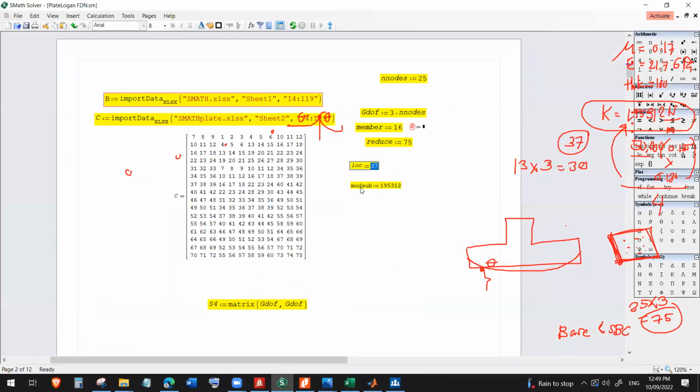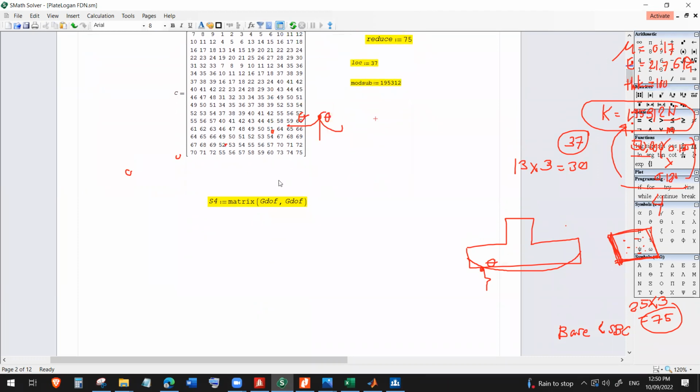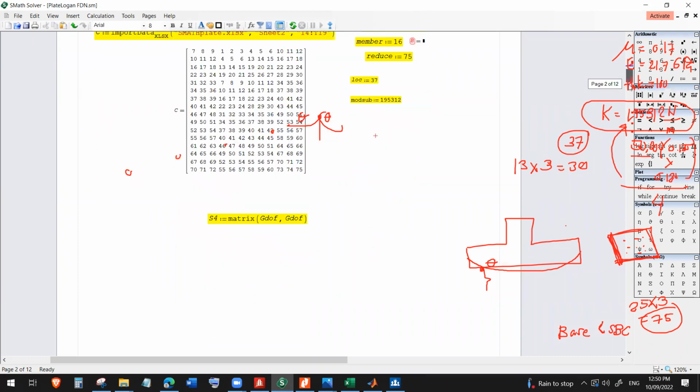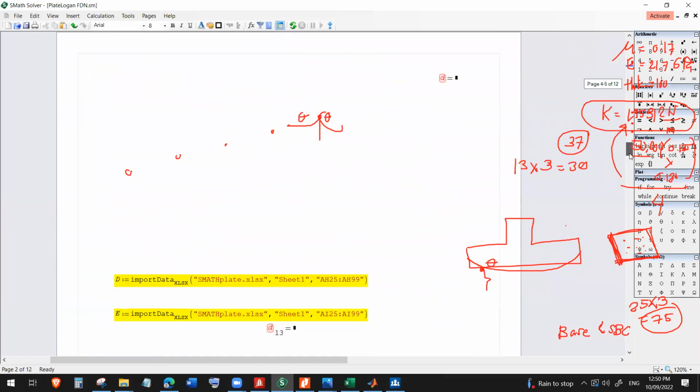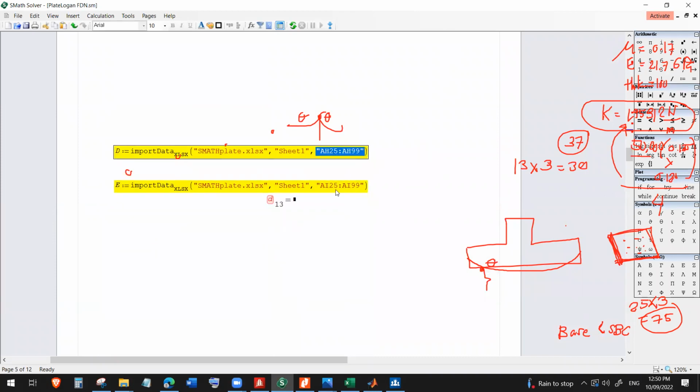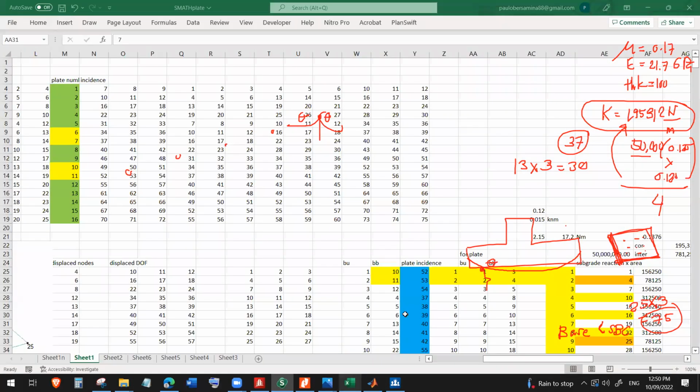Next, this one, the mod sub variable, is of course the value here that we computed, the 195,312, the stiffness per node contribution. So this is again required in computing the base pressure. Next, the rest are all the same as our previous problem. This one is an updated BU and BB matrix from here.